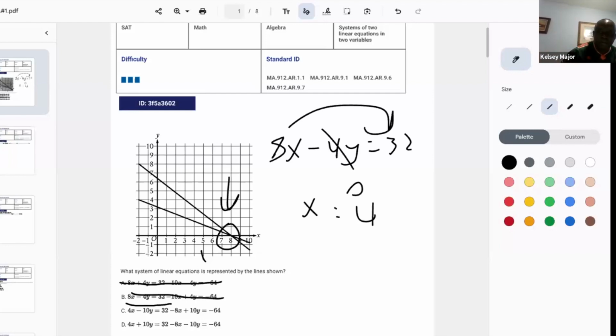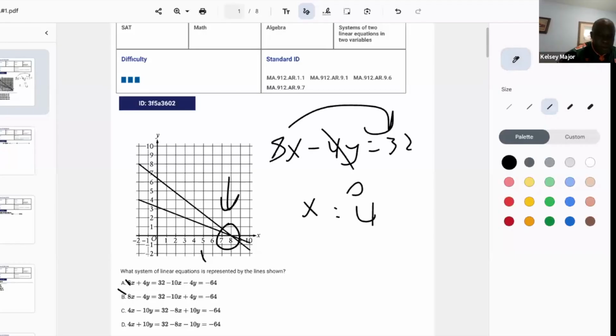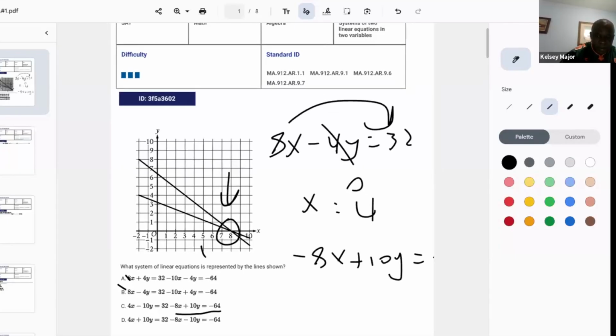This time we're going to look at the second equation. So we know that A and B are out. A is out, B is out, right? So this time let's look at the second equation, and it really does not matter. We're looking for an x-intercept of 8, right? So negative 8x plus 10y is equal to negative 64, right? We say this is going to be 0, and this is negative 64. So x is going to be what? 8, because we're dividing negative 64 by negative 8. And x is going to be equal to 8.